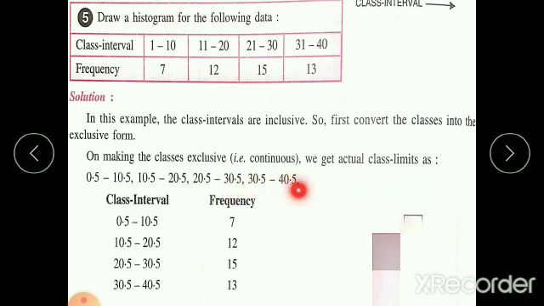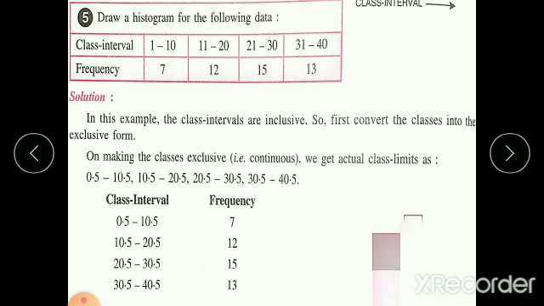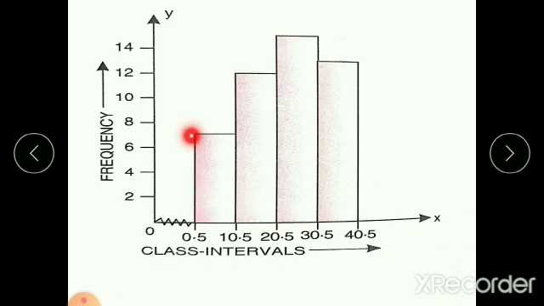This we have already learned, how to convert inclusive to exclusive class interval. After converting, you get the same frequencies 7, 12, 15 and 13. For this you have to draw the histogram: class interval on the x-axis and frequency on the y-axis. Next draw the rectangle according to the class interval and frequency. From 0.5 to 10.5, the value is 7, so till 7 you will draw the rectangle.